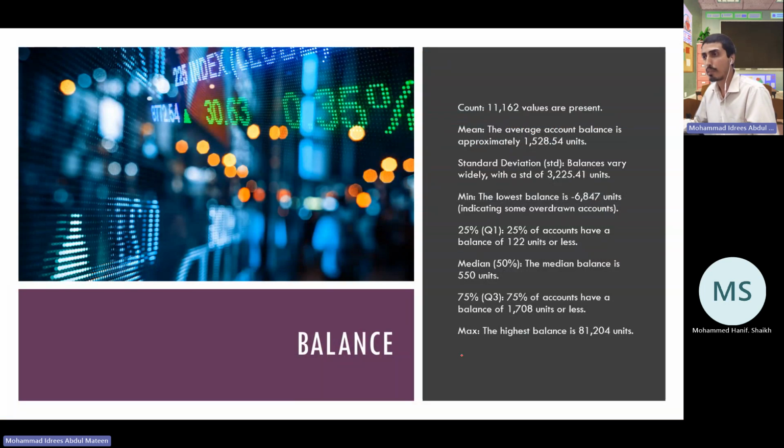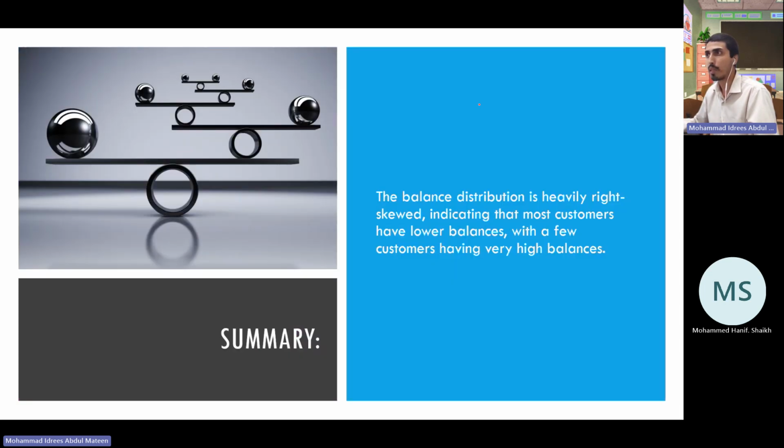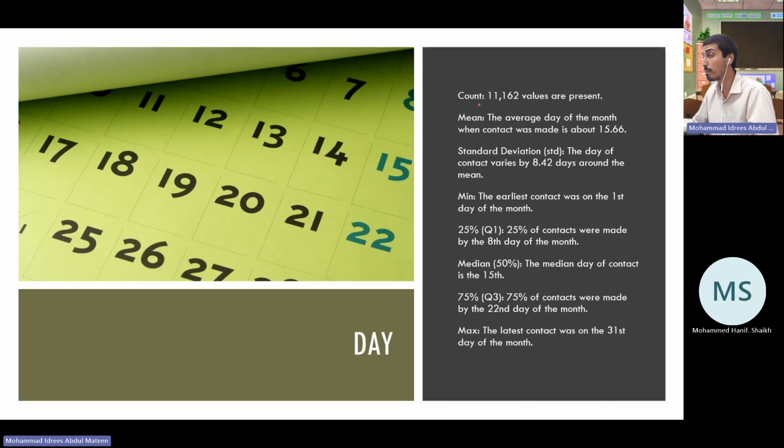We can see in the balance, this is our descriptive analysis. I will go to another slide and show you my outcome on that. The balance distribution is heavily right skewed, indicating that most customers have low balances with a few customers having very high balances. It's a right skew, so that will create a bias in our analysis also, but we have to see.